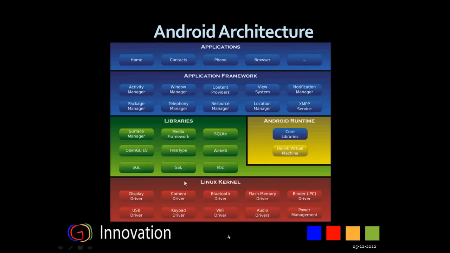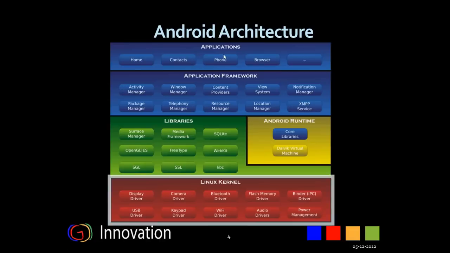As you see here, there are majorly 5 components: the Linux kernel, the libraries, Android runtime, then we have Android framework, and on top of everything you have applications. Now let's discuss all of this in detail. The first one is Linux kernel. This is the most basic layer.